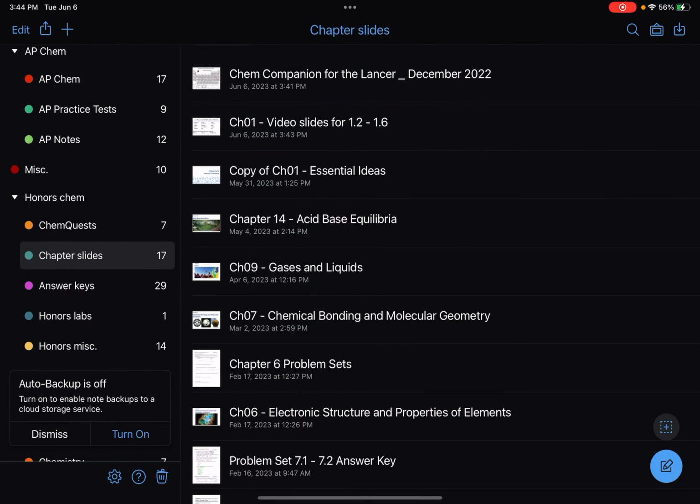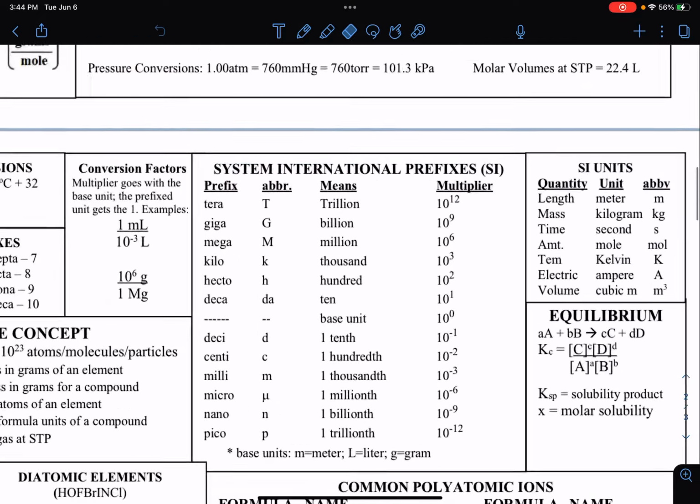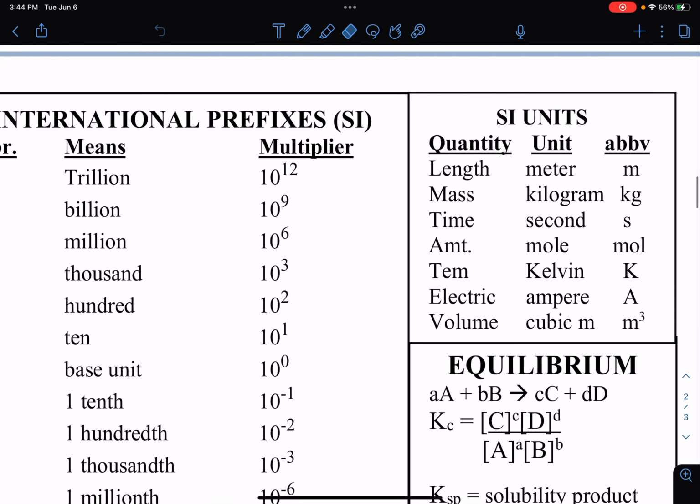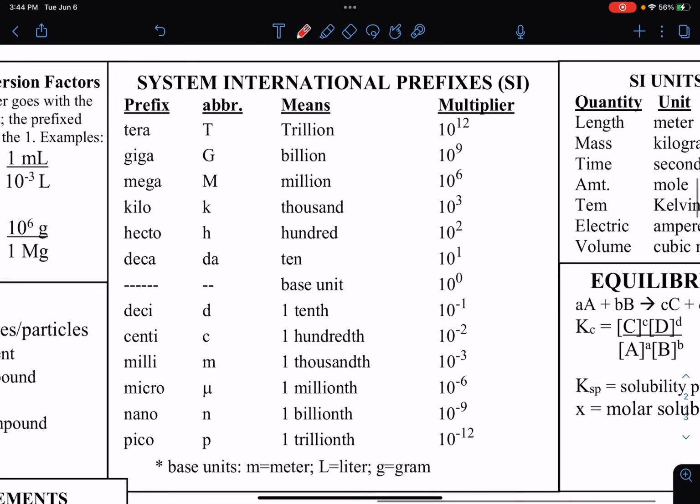This list is actually on the back of your periodic table, right here. Our SI units. You don't even have to remember which units are the SI units. And by the way, we will be using plenty of other units. These aren't the only units we will be using in this class. So while we're here, let's look at the metric system prefixes.